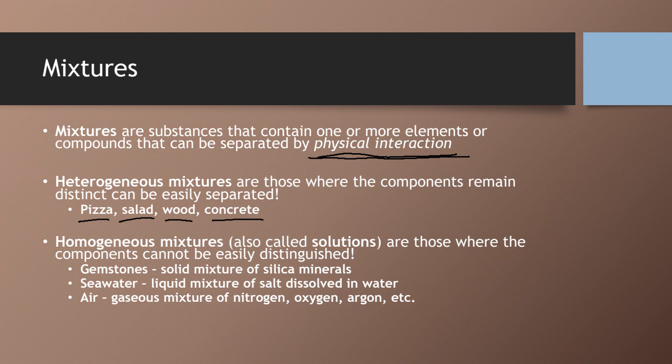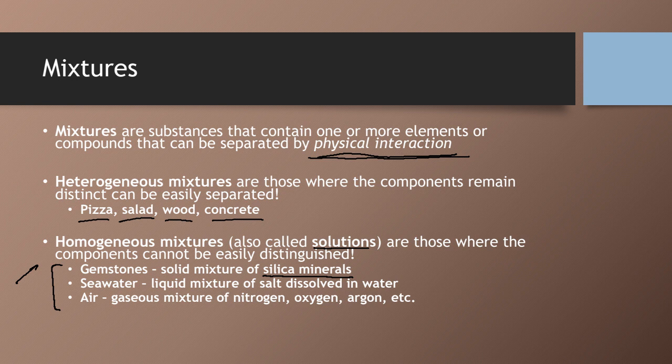Homogeneous mixtures are sometimes called solutions. These are where the components cannot be easily distinguished from one another. So they're mixtures of different elements or compounds, but you can't tell them apart. For example, I've got here listed three different types of homogeneous mixtures. Gemstones are solid mixtures of silica minerals. So all of the gemstones that you have are all made out of the same types of things. They just contain different atoms in their mixture that make them different colors.